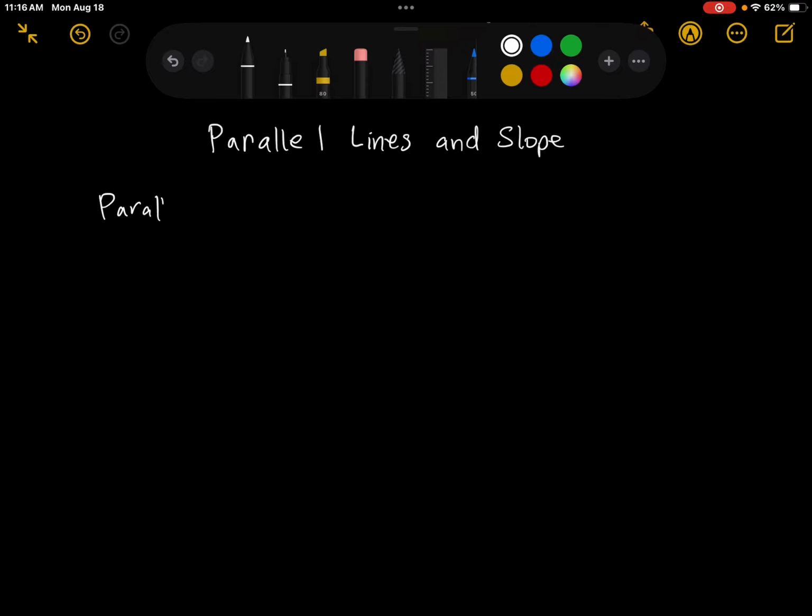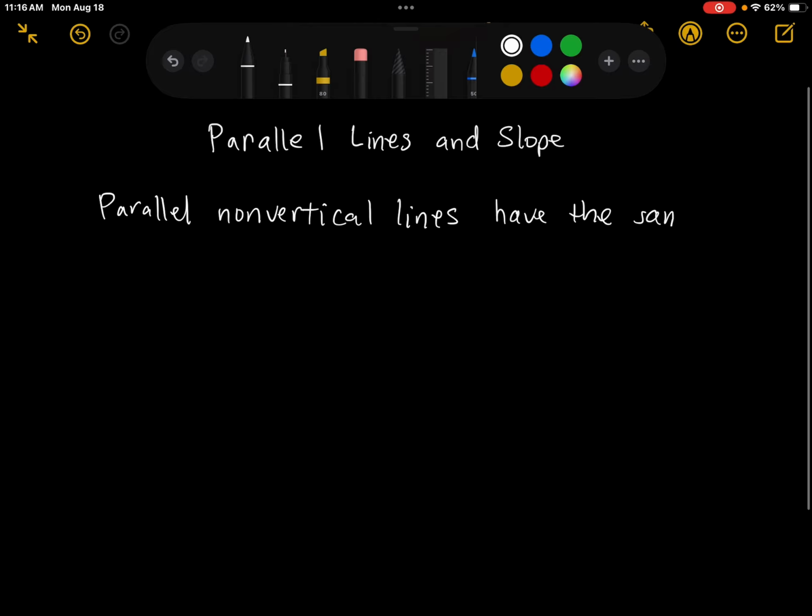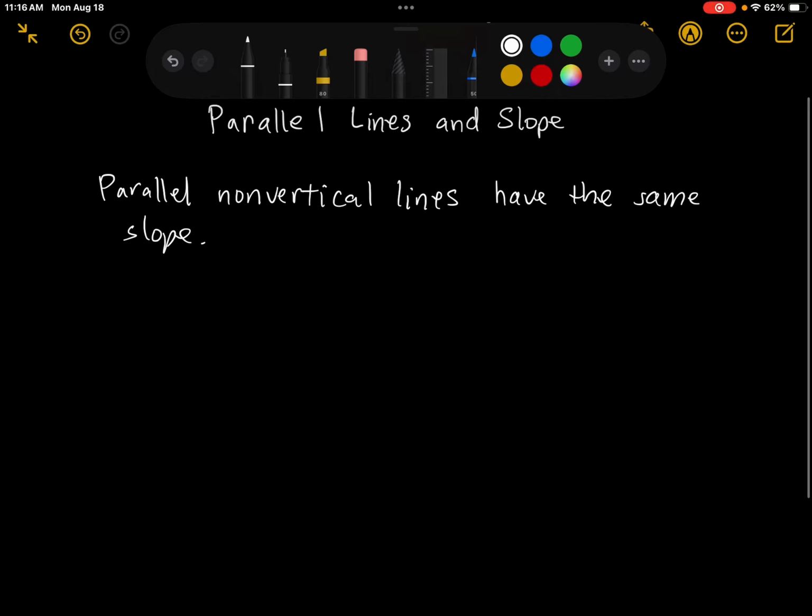parallel non-vertical lines have the same slope. So let's discuss why this is true.